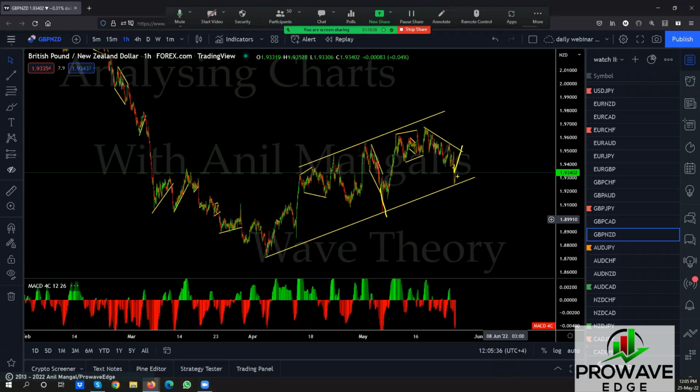It could do this and go back up, or it could drop to this level and go back up. It's not a big trade. It's a very small trade, right?